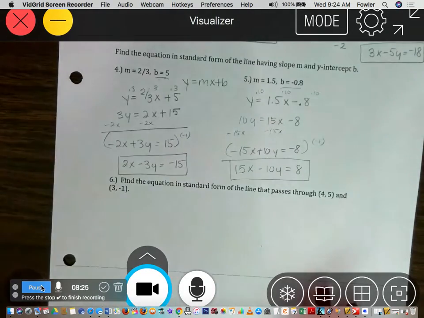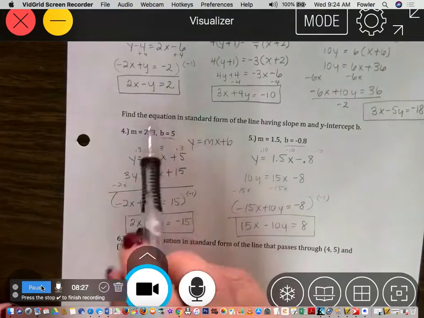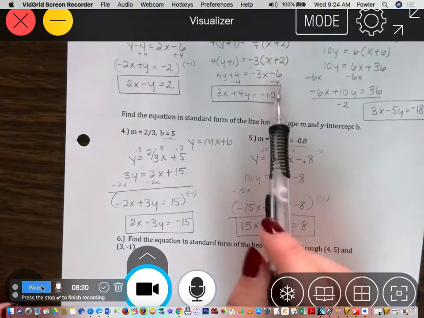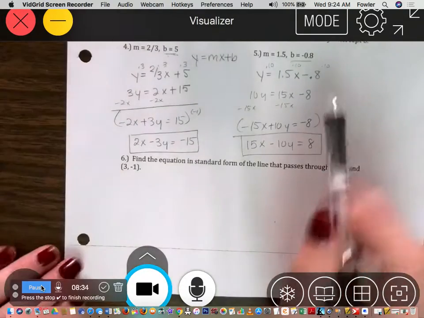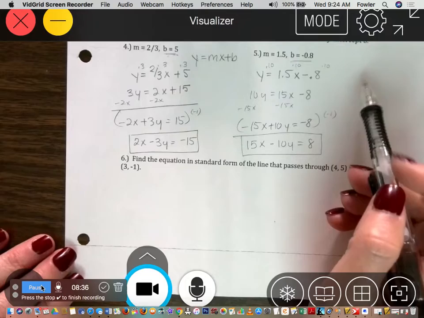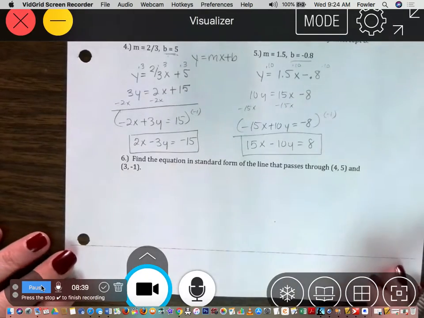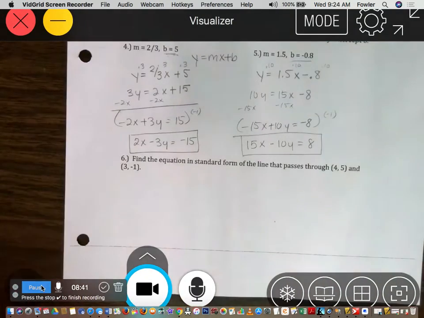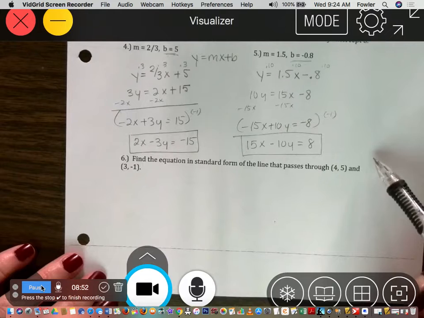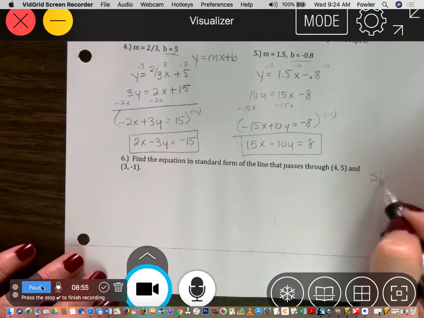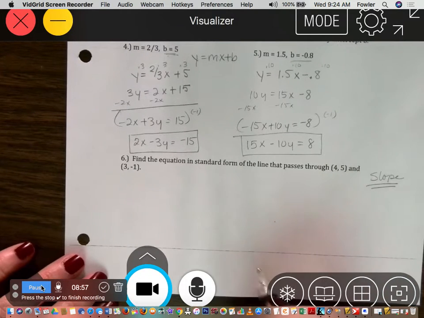So on the first part, if they give you a point and the slope, then we use the point slope. On the second part, if they give you the slope and the y-intercept, use the slope-intercept form. On problem 6, it says find the equation in standard form of the line that passes through, and then they give us 2 points. We don't have a point-point form. In fact, if you really stop and consider, you always have to have the slope. That's going to be something that you're always going to have.